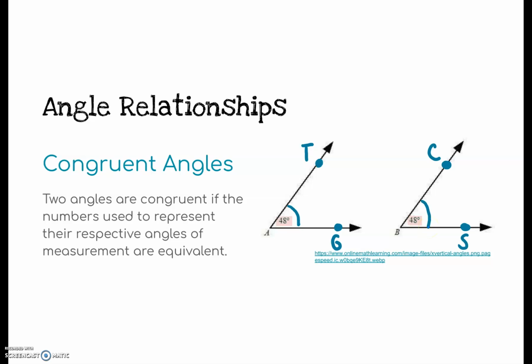The notation that we use to show that these two angles are congruent is as follows. We write out angle TAG and we put the congruent symbol in between the following angle, which is angle CBS. Do not forget that this symbol means congruent.